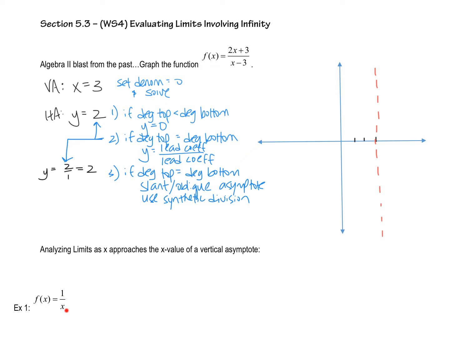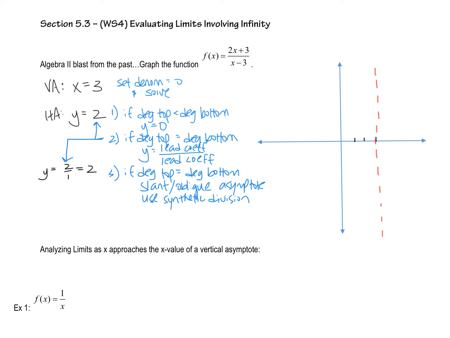And then the denominator has an x to the first. So the degree of the numerator is 0 and the degree of the denominator is 1, and so that makes it fall into this category. This one has a horizontal asymptote of y equals 0.